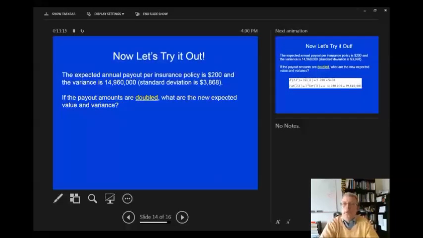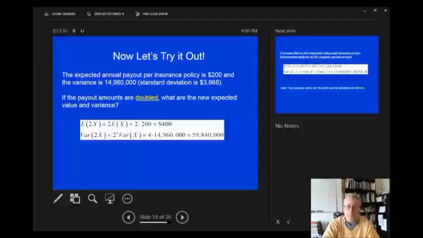All right, one last one. Now let's try it out. The expected annual payout per insurance policy is $200,000 and the variance is $14,960. We had that. The standard deviation, $3,868, calculated earlier. Now what happens if we double that payout? We take 2 times the expected value. So instead of the expected value being 200, it becomes 400.